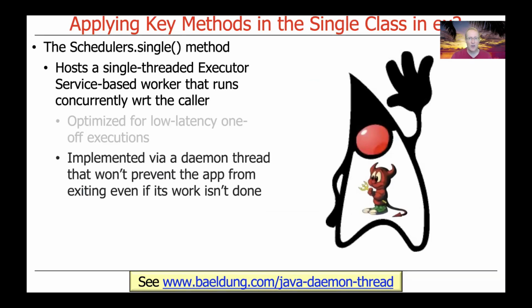And the way it's implemented under the hood, it's implemented using something called a daemon thread. And a daemon thread is a special kind of Java thread that won't prevent the app from exiting even if the work is not finished. So if there's only daemon threads left when the main thread exits, or when the final non-daemon thread in a process exits, then all the daemon threads will be terminated as well. So it's really just used as a convenience way to have this single background thread to run, and it doesn't cause the program to hang if there are no other threads that are non-daemon threads left.